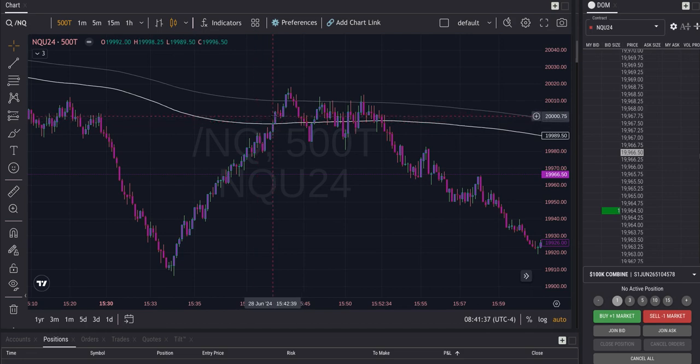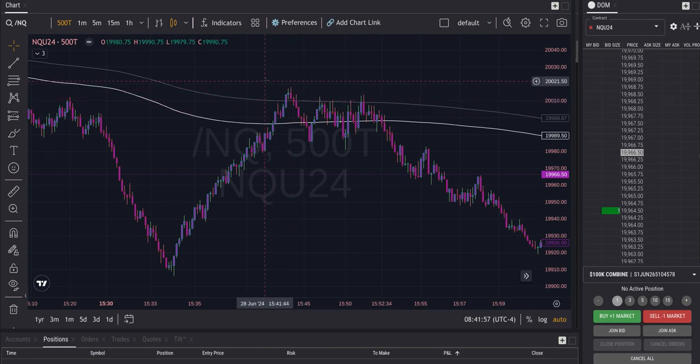I flipped long, like right in here, pulled back a little on me, so I added a second, and then realized VWAP was right there, so I pulled my take profit down to VWAP.